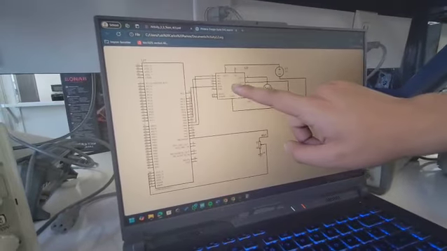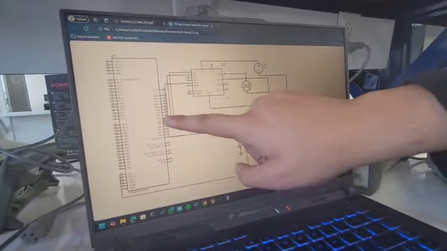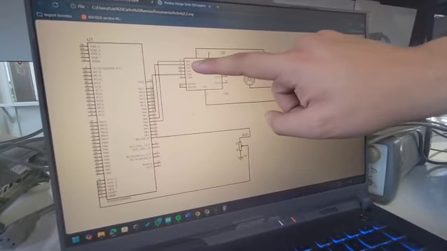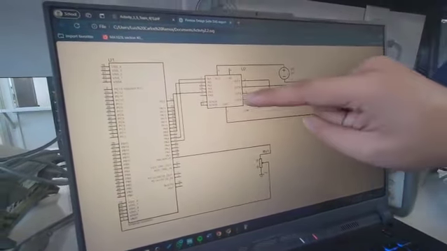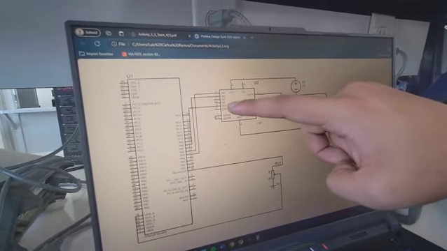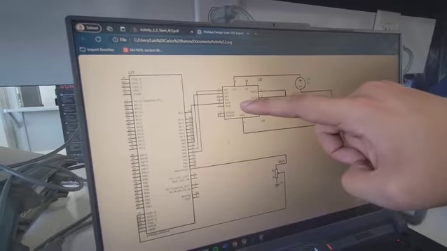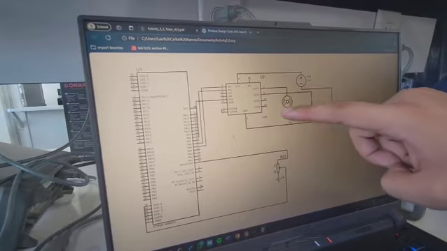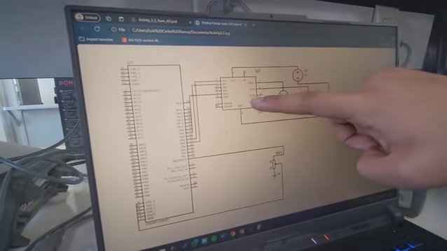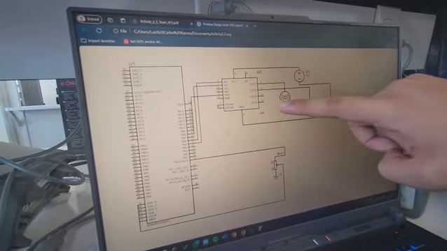Then we control the H bridge with this set of pins. We send an input 1 and input 2, which are just 1 and 0s, and we can flip them, and that will flip the voltage. And the enable is where the PWM signal is entering the H bridge, and then this is the voltage to feed the H bridge, and this is the motor being controlled.